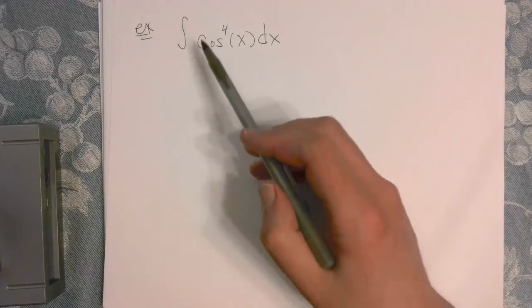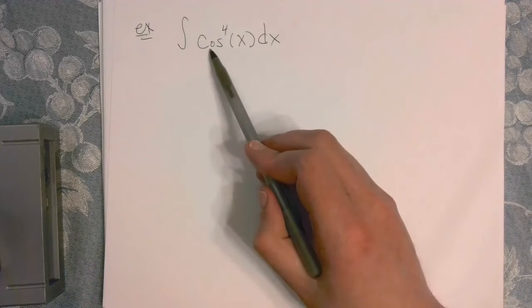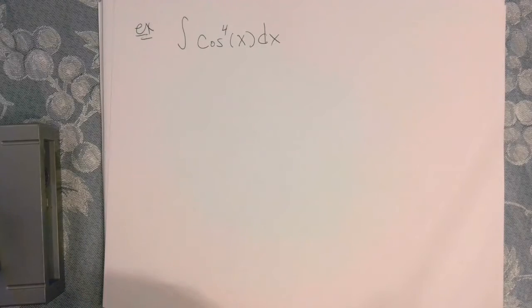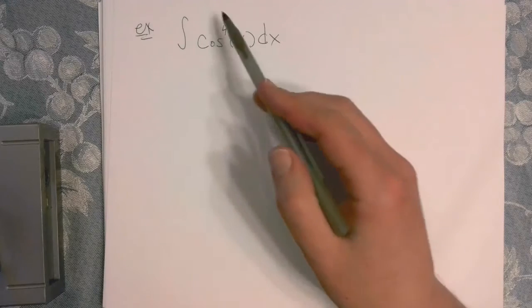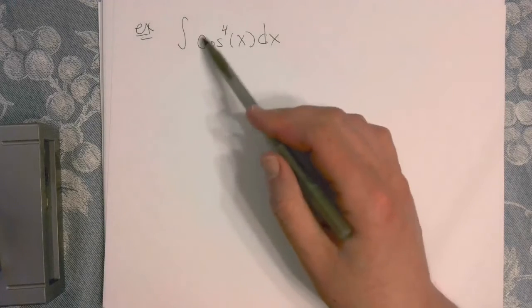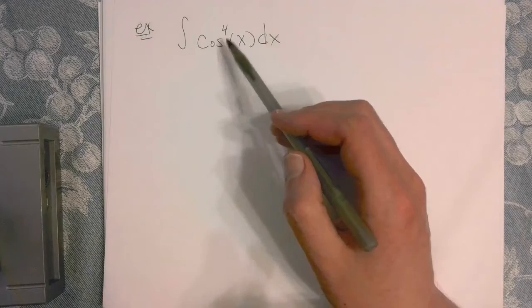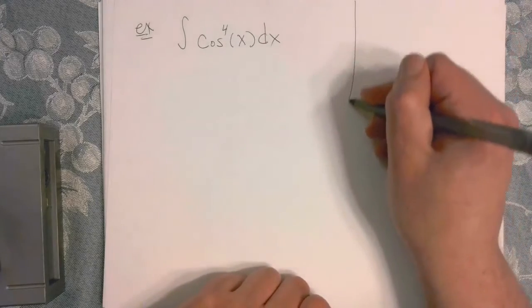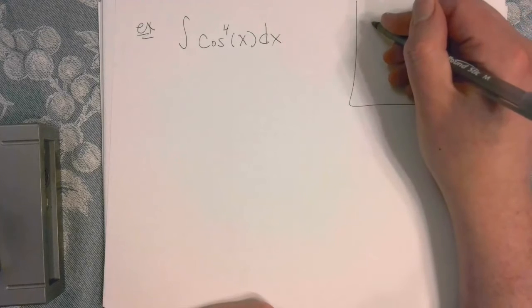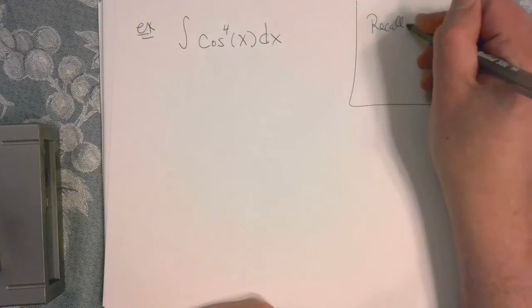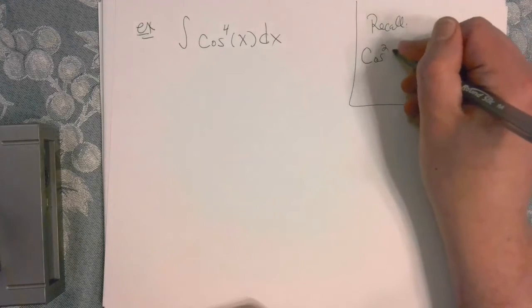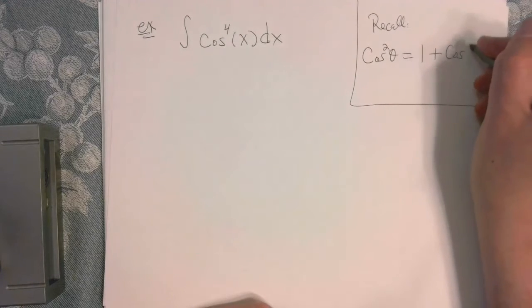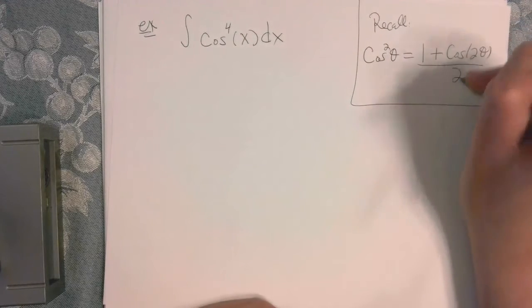So let's try this. We want the antiderivative of cosine to the 4th of x dx. In this case, you're going to notice purely even powers, right? If a term has a purely even power and it involves sine or cosine, that's your big clue that you want to use the power reducing formula. So I'm just going to say recall that cosine squared of theta is exactly 1 plus the cosine of a double angle over 2.